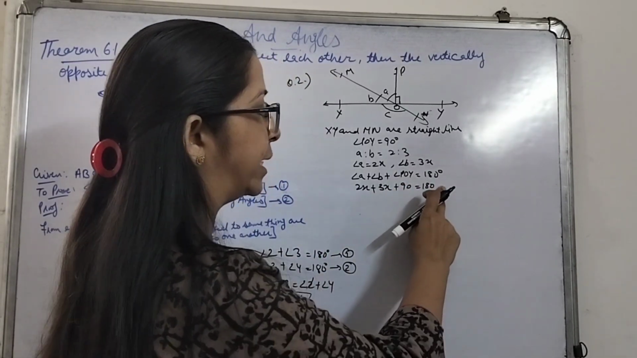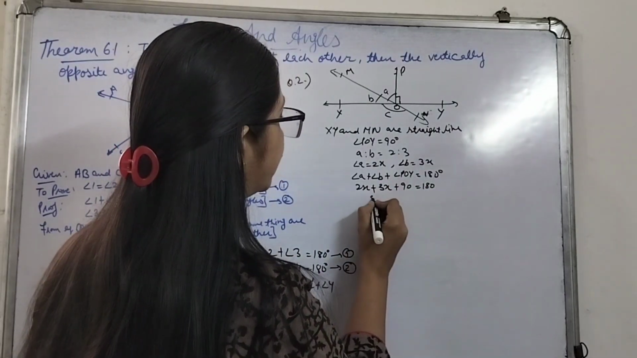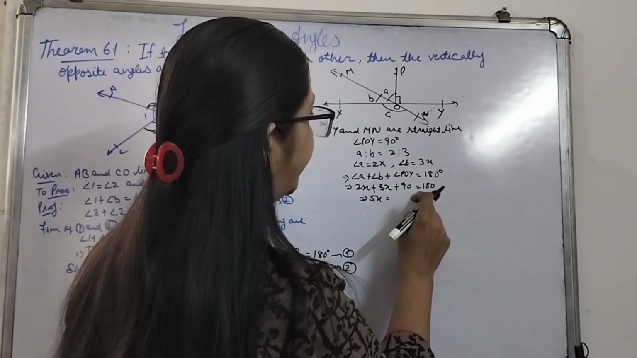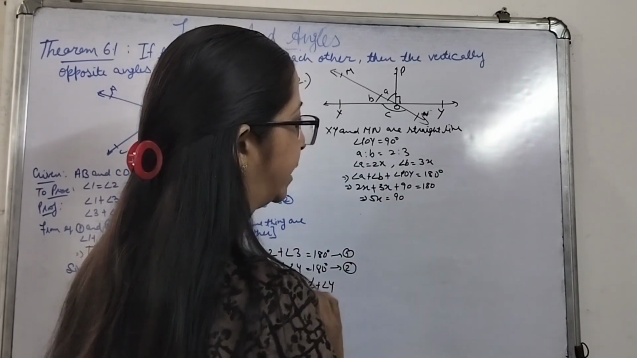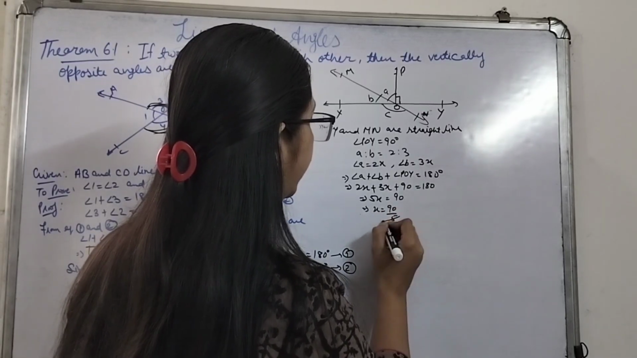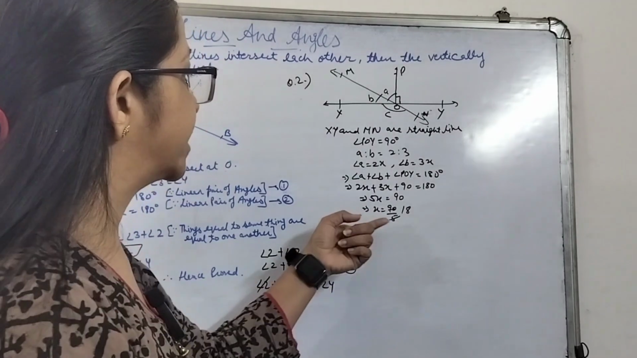This 90 will go to the right-hand side, so it will be 180 minus 90. 2x plus 3x will be 5x. So 5x is equivalent to 180 minus 90, that is 90 only. So the value of x will be 90 upon 5. 5 1s are 5 and 5 8s are 40. So the value of x is 18.